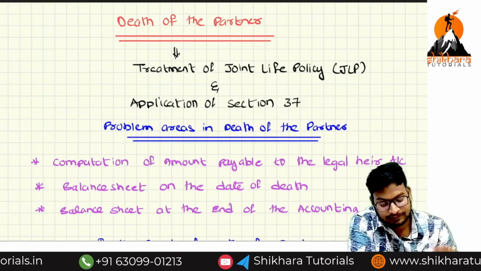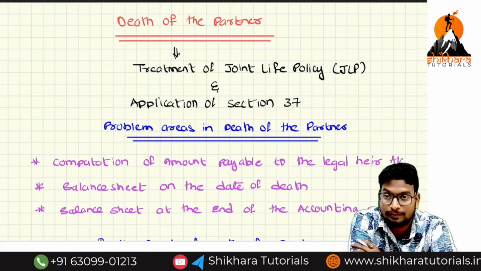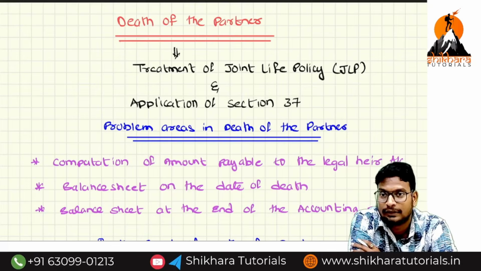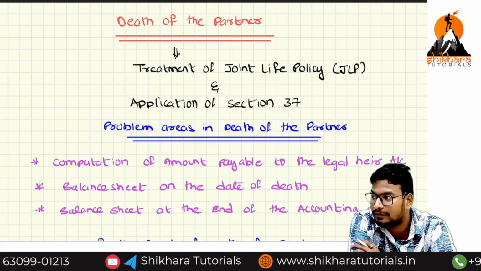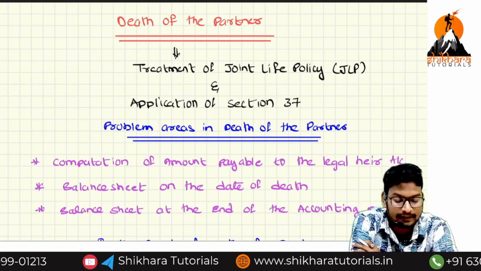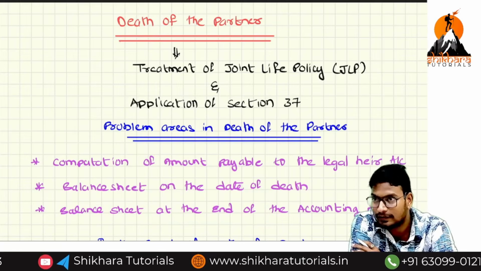Why, sir? Because we cannot plan the partner's death. Retirement we can plan, either at the end of the year or at the beginning of the year. But death cannot happen like that. Death may happen at any point of time during the year.